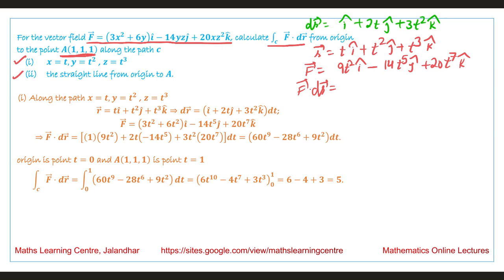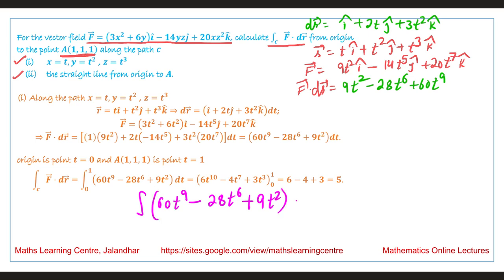Now when we take the dot product over here, the answer we obtain is 9t square, next minus 28t^6, and next plus 60t raised to the power 9. Now if we evaluate the integral, the value we have is the integration of 60t raised to the power 9 minus 28t raised to the power 6 plus 9t square into dt, and the limits of t are varying from the origin to the point (1, 1, 1).